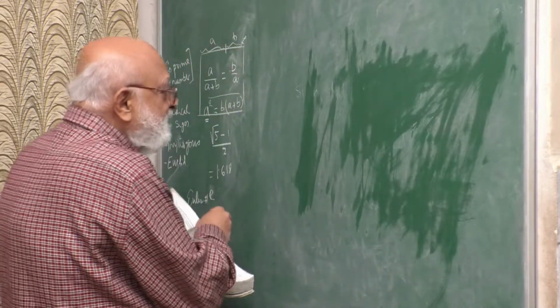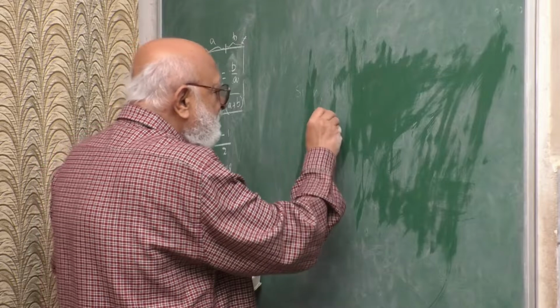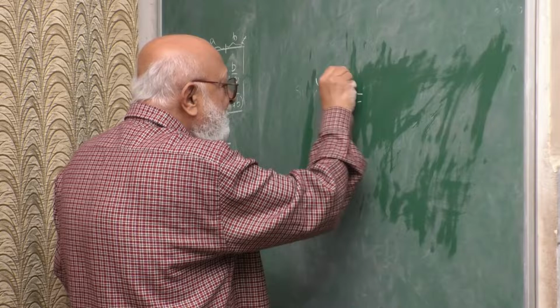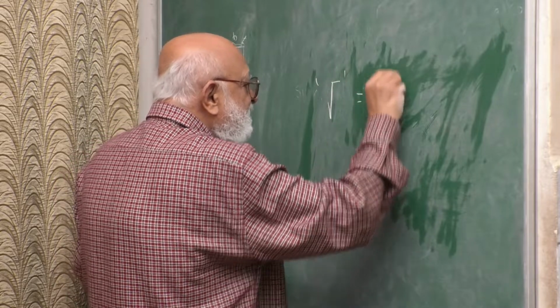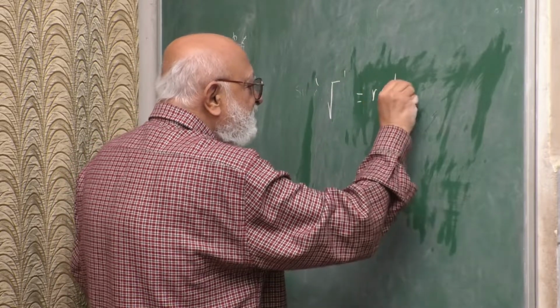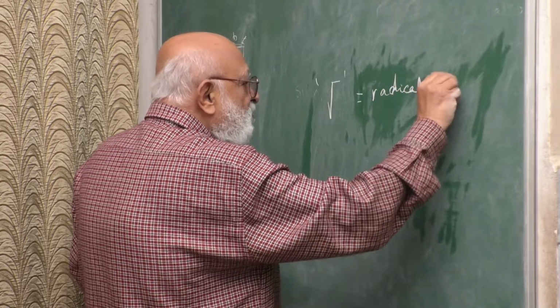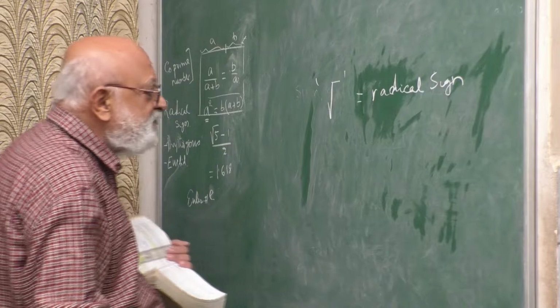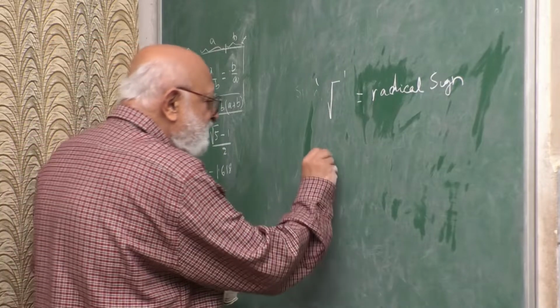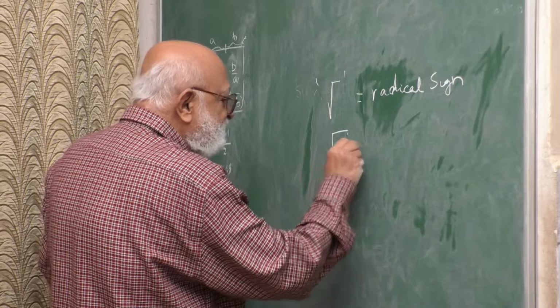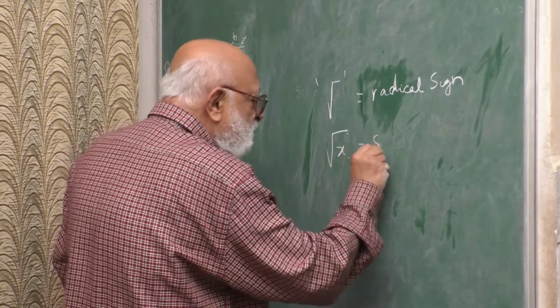This is called a radical sign. Okay, what does it mean? We know if I do this thing and we place, let us say, x, this means square root.